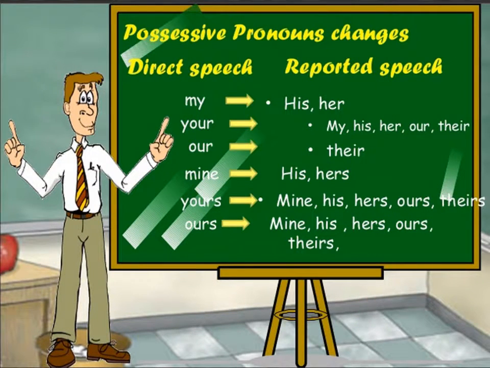Possessive pronoun changes are like the other changes. My, we change it to his or her. You to my, his, her, our, their. Our is turned to their. Mine, his or hers. Yours, mine, his, hers, ours, theirs. Ours, mine, his, hers, ours, theirs.